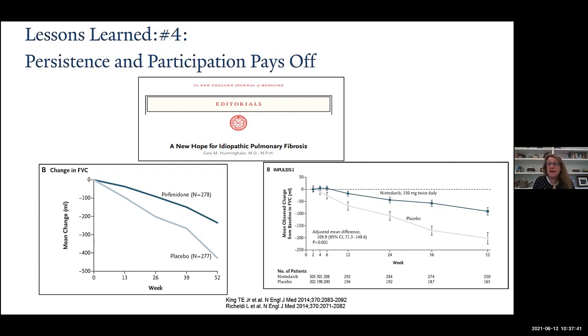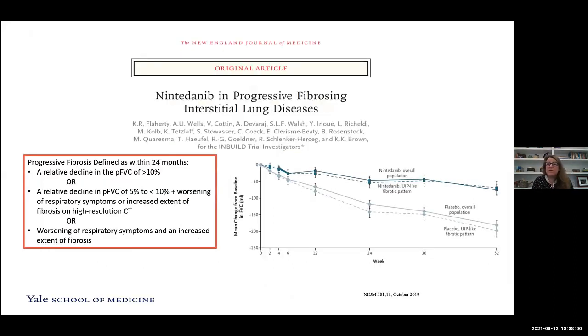This was the first time that we had 2 drugs that were successful in slowing down progression of disease. And shortly thereafter, the FDA approved these drugs for use. And they have been incredibly important in slowing disease for many patients with pulmonary fibrosis. They're also showing use in other forms of pulmonary fibrosis as well. So this is the INBUILD study. And what this shows is that for progressive fibrotic lung disease, not IPF, so other forms of progressive fibrosis, nintedanib also seems to slow the progression of lung fibrosis.